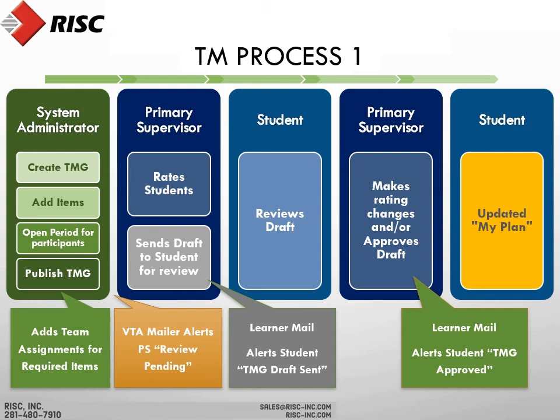Overnight, primary supervisors are notified that a TMG review and approval are pending. In Learner, they will make changes to the draft values and send the draft to the student for review. The student reviews the draft and discusses it with their primary supervisor. In Learner, using the student's feedback, primary supervisors make further changes and submit the approval. Learner immediately notifies the student that the approval was submitted and their My Plan is updated.